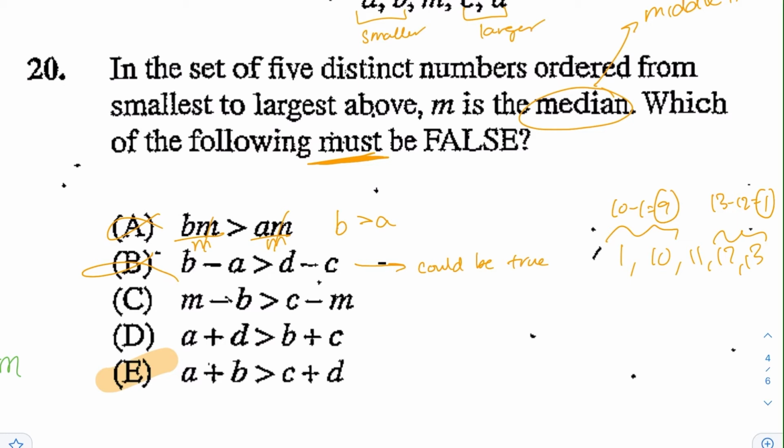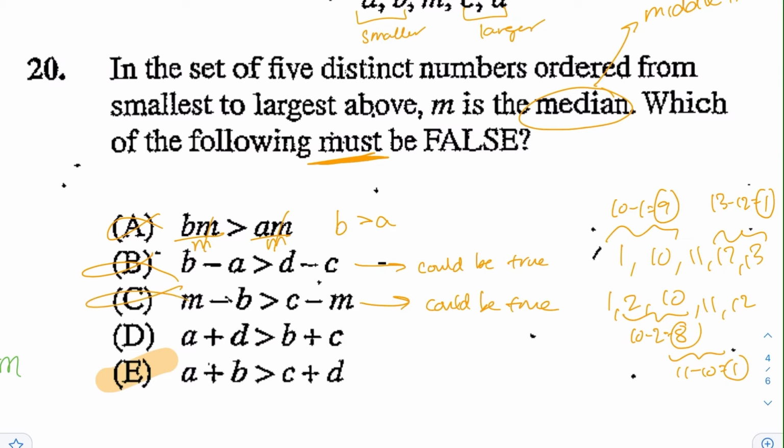So it's wrong. For choice C, you have M minus B is greater than C minus M. So you want M minus B to be greater than C minus M. Again, they're surrounding the middle number. So again, this could be true. Just find a set of 5 numbers where the difference between M and B is really big. So for example, you can have 1, 2, and then 10. So M minus B is really big because 10 minus 2 is 8. And then C minus M could just be 11 and 12. And 11 minus 10, C minus M is just equal to 1. And 8 is a lot bigger than 1, so C is wrong because it could be true.